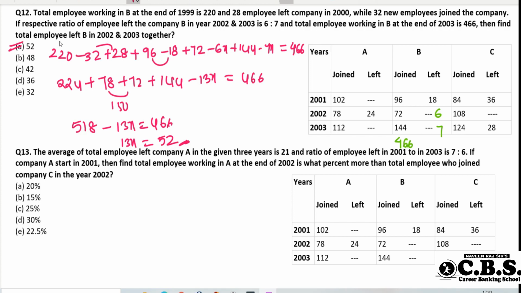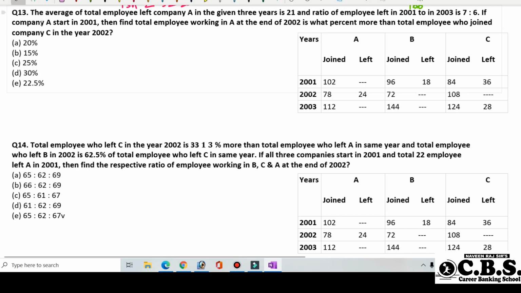Okay, let's go for the next question. The next question is the 13th question. The 13th question says the average of total employees who left company A in the given 3 years is 21. That the total left, how much? 21. So 21 3s are how much? Total is 63. Okay, average means what? Sum of observations divided by number of observations. 21 3s are almost 63. Okay, so therefore this total is nothing but what? How much is it? So 9. Okay, 9 and it is 3, 39. Okay, 39. So nothing but what? From 2001 and 2003 the sum is nothing but what? 39. And what is the ratio given?